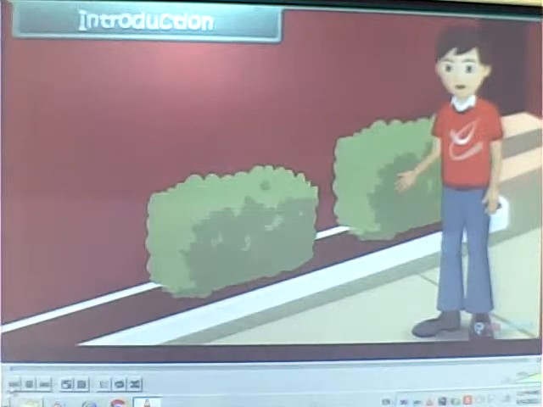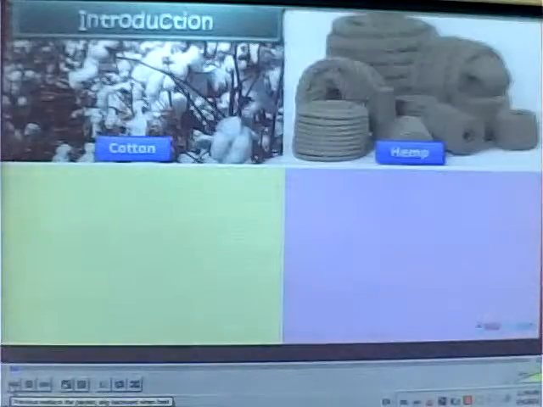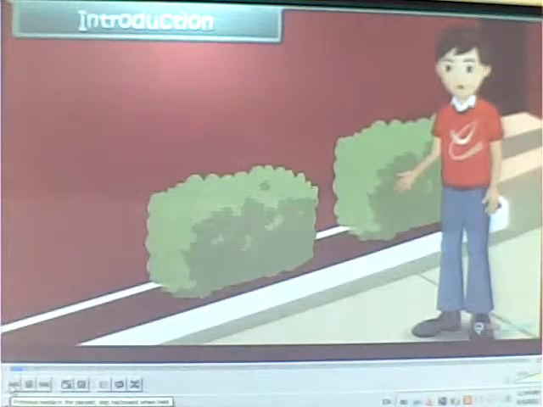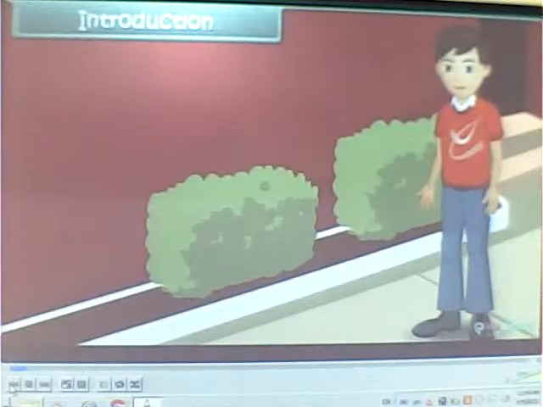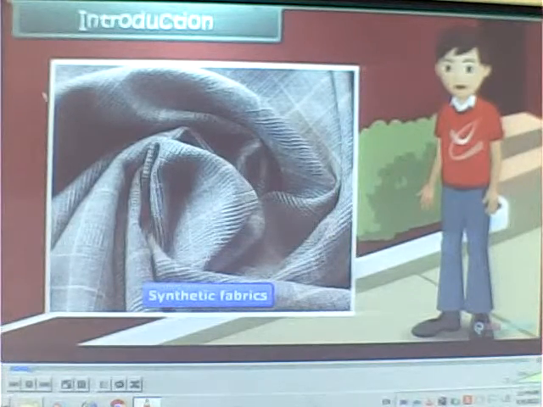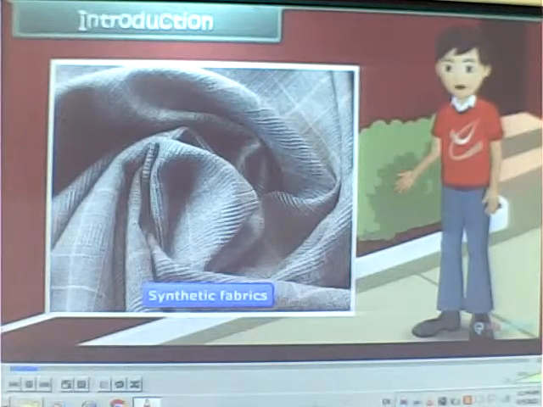Since ancient times, we have worn fabrics made of natural materials like cotton, hemp, wool, and silk. But with the advent of science and numerous inventions, today we can see a wide variety of synthetic fabrics. In this lesson, you will study about the general properties of synthetic fibers and their importance in our everyday lives.